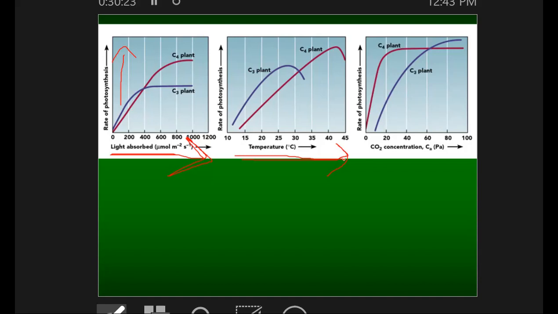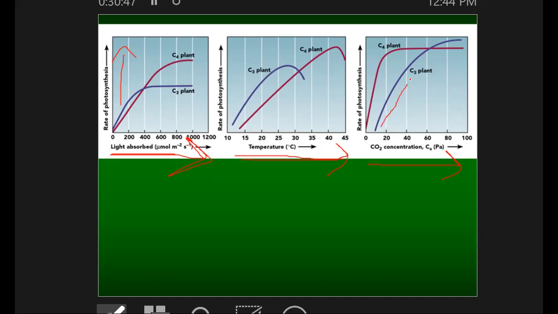And then on the last one, CO2 concentration. You've been learning how, with global climate change, CO2 levels are increasing. And so the question is, well, plants love CO2. Isn't that a good thing? Well, yes and no. You can see that C4 plants are so good at taking in CO2 and being so efficient with it that they actually plateau quite early. More CO2 to them isn't helping. They're already really good at it.